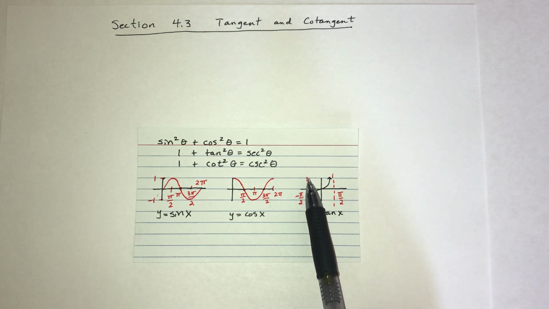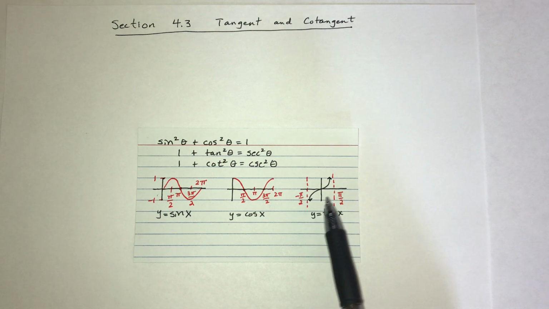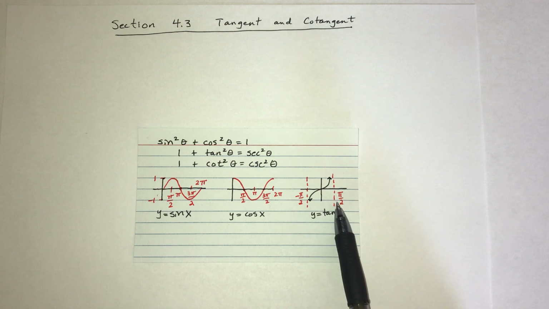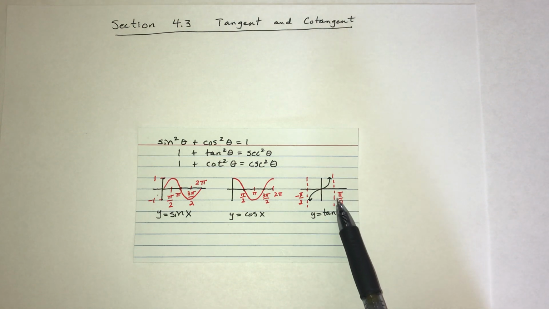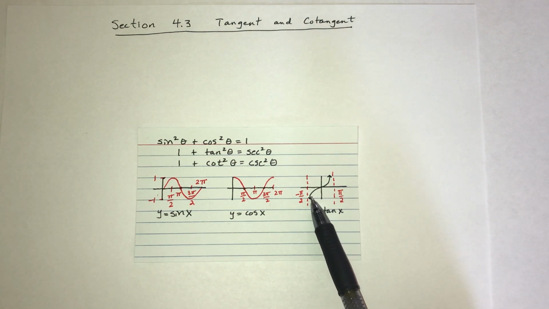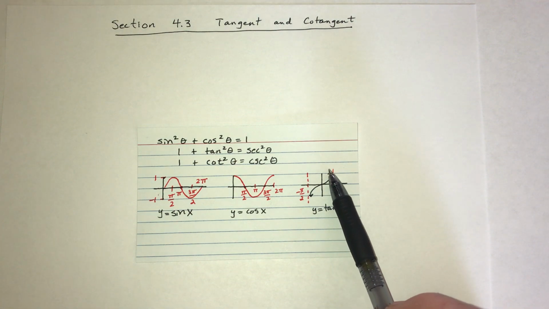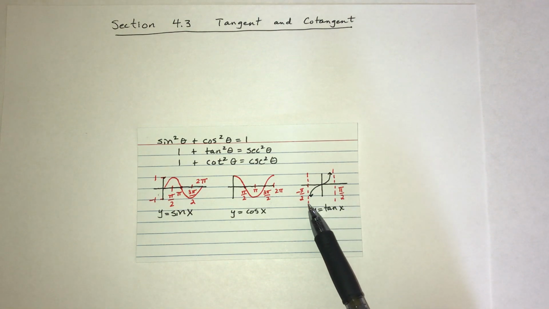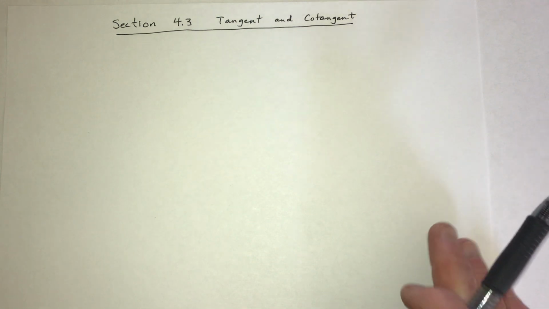So tangent is undefined right here at negative pi over 2, and also right here at pi over 2. So it has these two asymptotes represented by the red lines. And then the graph of tangent itself goes like this, and on this side it goes up to infinity, and over here down to negative infinity.